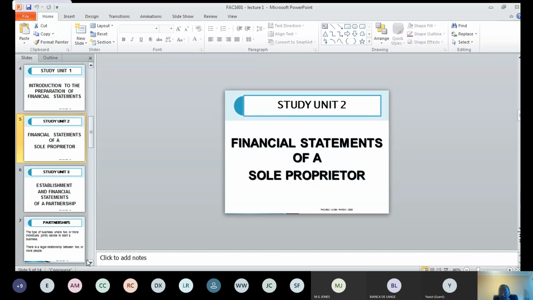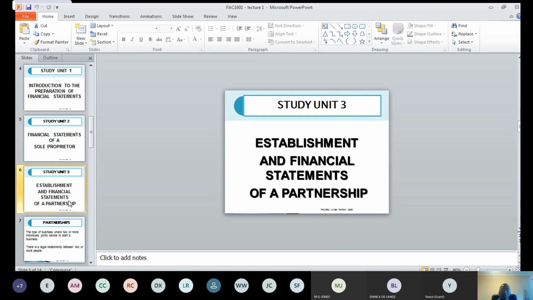Study unit number 1 and study unit number 2 are not actually for exam purposes. They are just more a revision for you of the work that you have done in FAC1502. Your actual work for FAC1601 and 1602 starts with study unit number 3, where we are discussing the establishment of a partnership as well as the financial statements of a partnership.